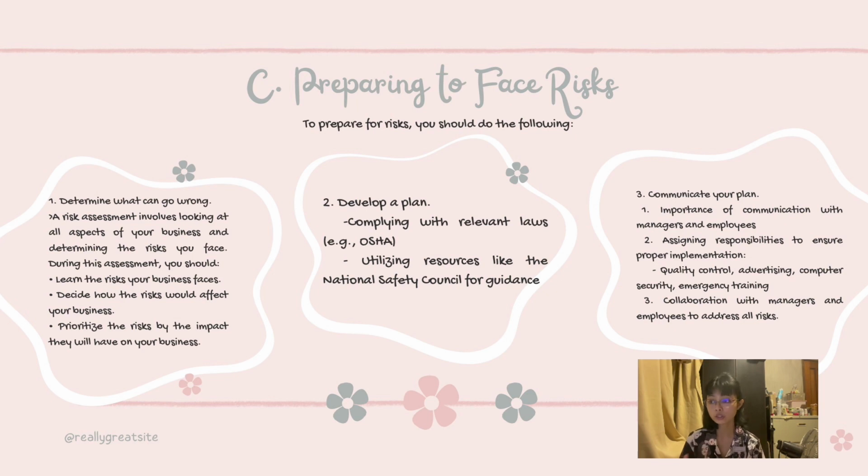So the first one to do is to determine what can go wrong. Risk assessment involves looking at all aspects of your business and determining the risk you face. During this assessment, you should first learn the risks your business faces. Then number 2, decide how the risk would affect your business. Then last, prioritize the risk by the impact they will have on your business. So it is important to determine the risk so that you know what to do when that certain problem or obstacle happens.